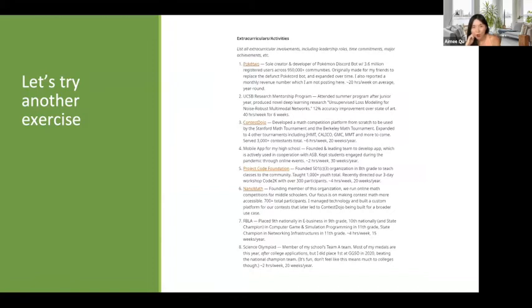They were a part of Contest Dojo. They helped develop a math competition platform from scratch to be used at multiple tournaments. They created a mobile app for their high school, and they were also part of Project Code Foundation, an organization that teaches classes to the community. I see people are already on top of this. And of course, they're part of NanoMath. They're also part of FBLA and the Science Olympiad.